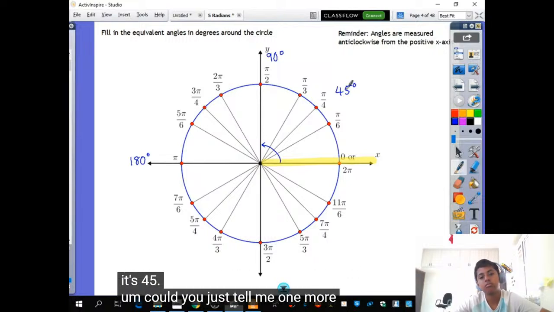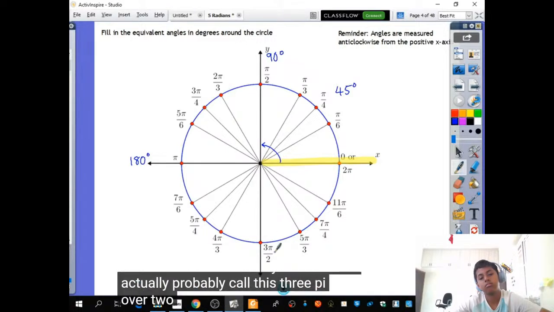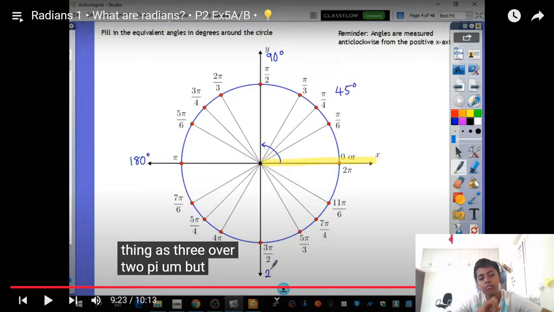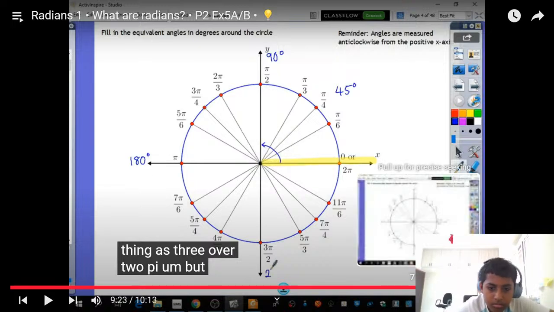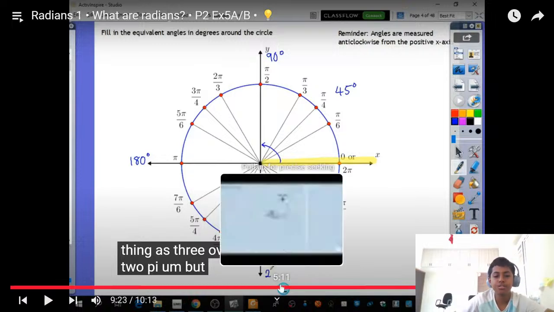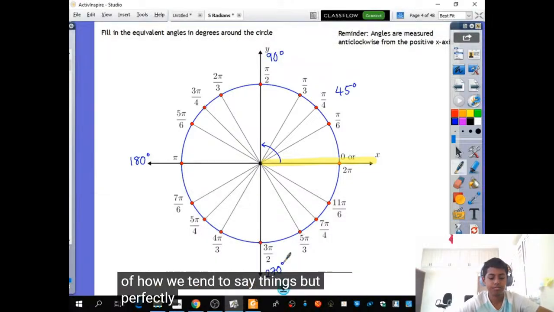Could you just tell me one more? 270 is 3 over 2 pi. Yeah, and we'd actually probably call this 3 pi over 2, but you're right, it's the same thing. And 1.5 pi, because this is 1 pi and you have another half, so it's 1.5 pi. Just getting in the habit of how we tend to say things, but perfectly correct what you said.